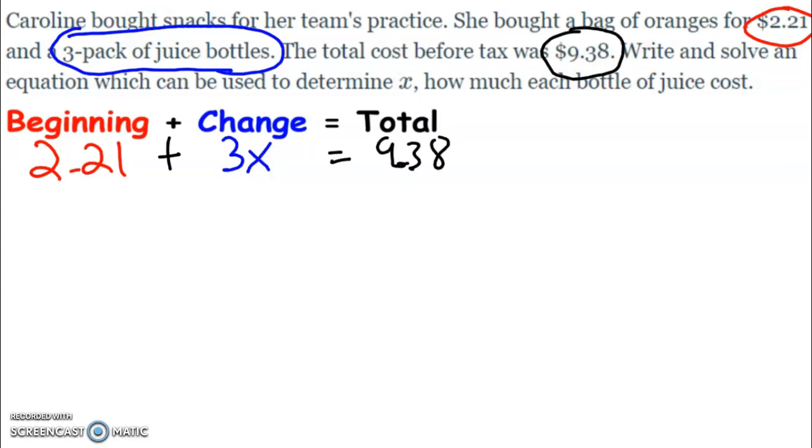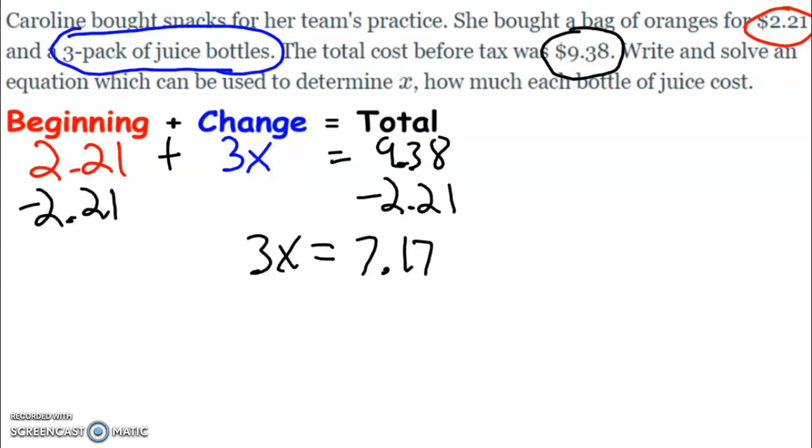And then you just solve the 2-step equation. We're going to subtract on both sides, and then divide by 3. Okay, so now I'm going to show you a couple of problems. You can pause the video, work it out, and then look at the answer.